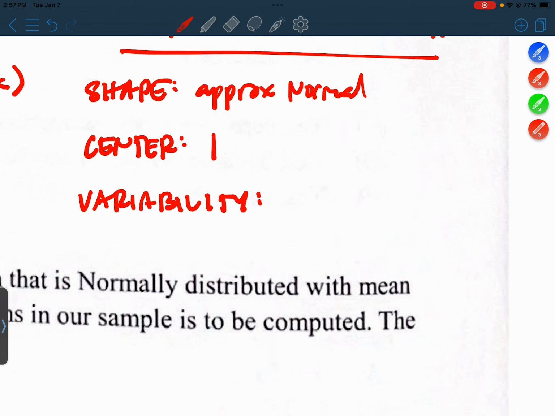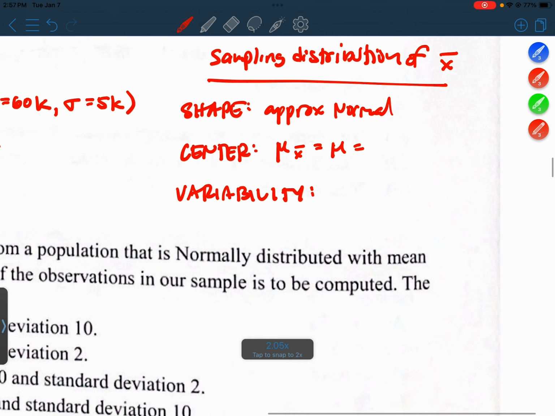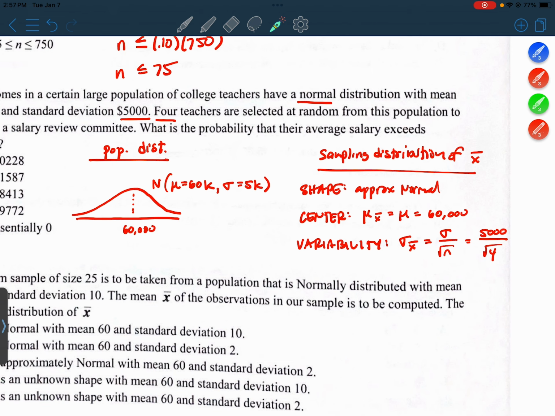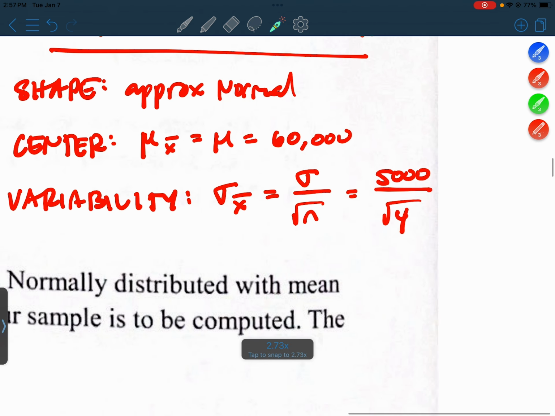So the mean of our sampling distribution is equal to the population mean, which was 60,000. The standard deviation of our sampling distribution is equal to sigma over root n. So that's 5,000 divided by the square root of 4. Remember, our sample size here was 4 teachers. The square root of 4 is 2, so that's 5,000 divided by 2, which is 2,500.